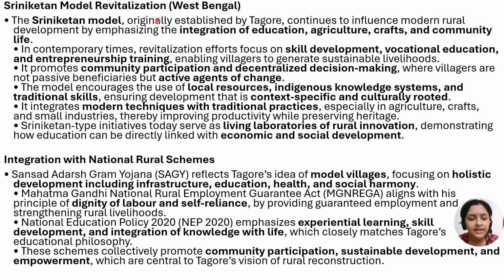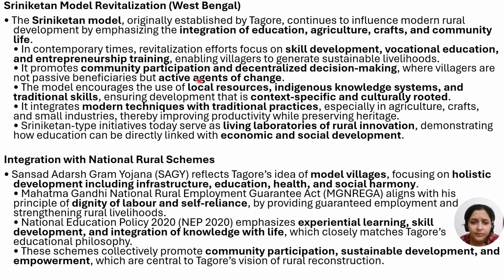Sriniketan Model Revitalization in West Bengal is an important project taken up in order to put all of Tagore's ideas in one place. It was originally established by Tagore and continues to influence modern rural development by emphasizing integration of education, agriculture, crafts, and community life. In contemporary times, that is, in present day, revitalization efforts mainly focus on skill development, vocational education, and entrepreneurship training. This enables villages to generate sustainable livelihood.